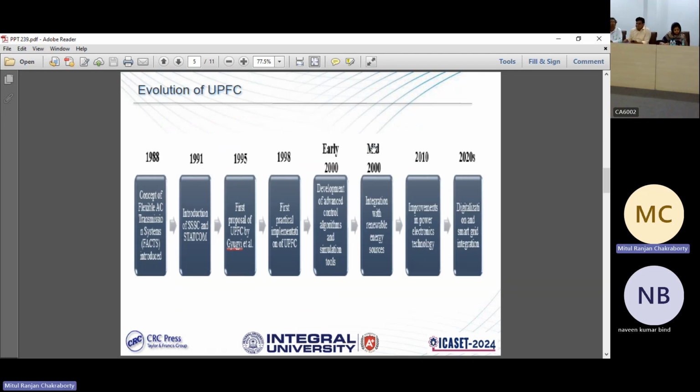This is the evolution of UPFC. In 1988, the concept of FACTS devices was introduced, and after this, in the year 1991, STATCOM and SSSC were introduced, and gradually this is the timeline as you can see. And in the mid-2000s, the integration with renewable energy sources came, and with the advent of power technology improvements in 2010, and then 2020, digitalization and smart grid integration started, and it came rapidly.